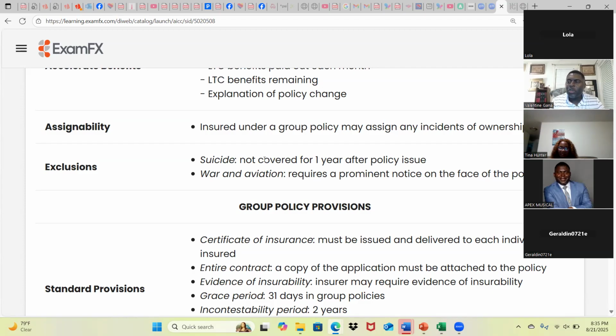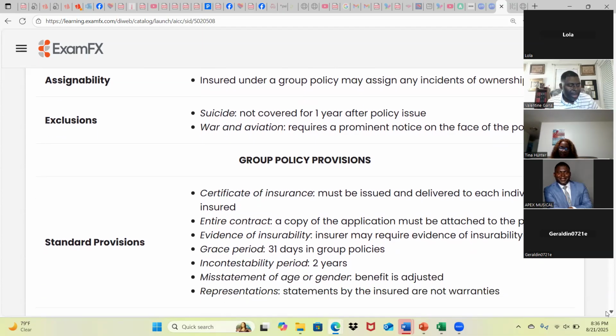War and aviation: usually most policies have that exclusion clause that if you die as a cause of war, it is not covered. It is not covered. I don't know if they're going to have it here. Remember also hazardous occupations. Hazardous occupations.